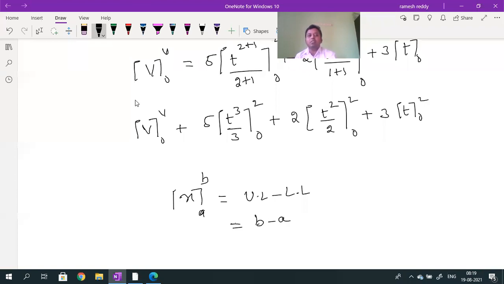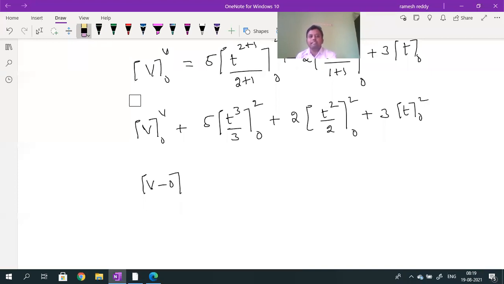So upper limit minus lower limit. Then what I will get here is, for v from 0 to v, the upper limit value is v and the lower limit value is 0. This is equal to. This is not plus here.